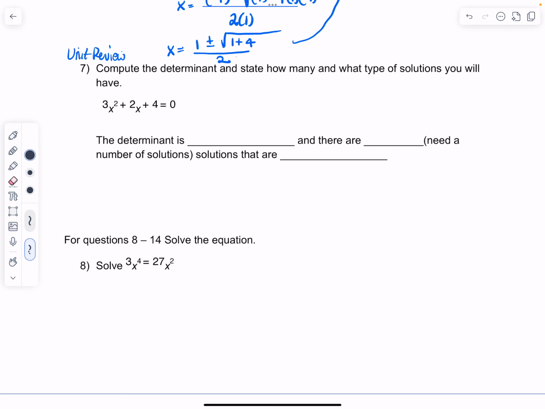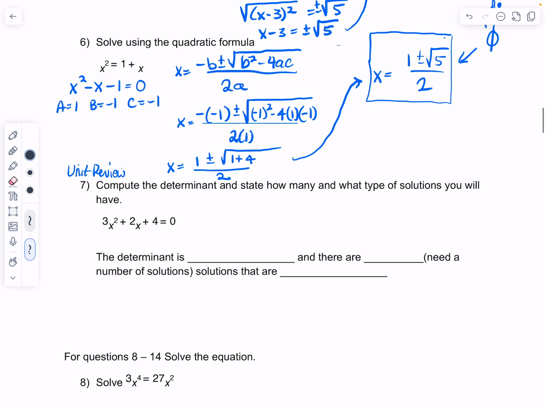So this is question number 7. It reads, compute the determinant and state how many and what type of solutions you will have. Well, in the last question, we saw the quadratic formula used, and the determinant is these values underneath the square root. So the determinant is b squared minus 4ac.